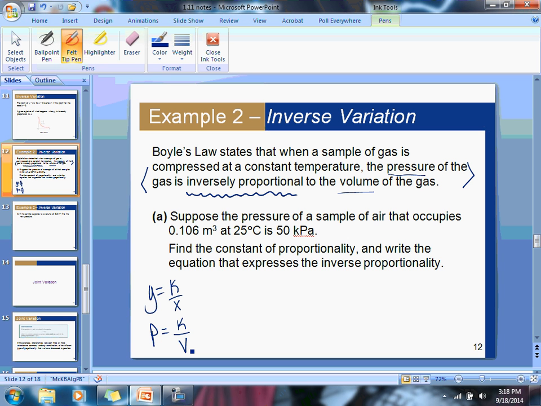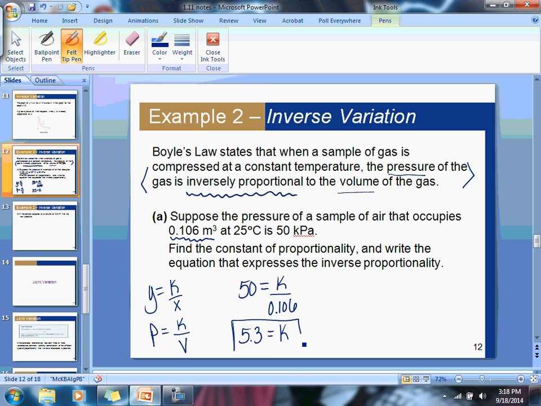Okay? So it tells me that the pressure is 50. So instead of the P, I'm going to substitute in the 50. I'm going to keep the K a K. And then it says that the volume, now I know meters cubed, I know that's got to be volume. So that's 0.106. So now I multiply both sides of this equation by the 0.106 so I could solve for K. And K is going to come out to be about 5.3.